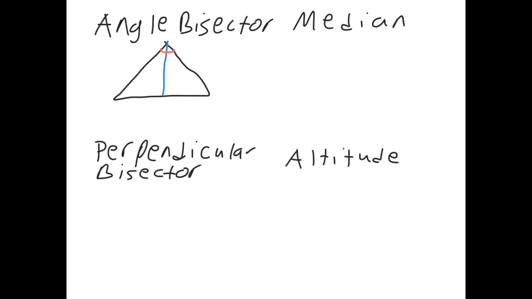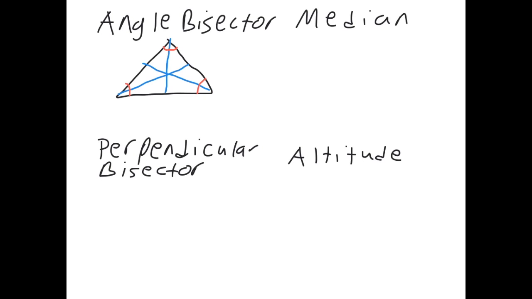Alright, so the angle bisector is if you draw a line from the vertex of a triangle, it will cut the angle into 2 equal parts. And I marked that with the red curve on both sides of the blue line. And if you draw all 3 of the angle bisectors, we get what's known as the incenter. So this point right here, that's the intersection of all 3 angle bisectors, is known as the incenter.